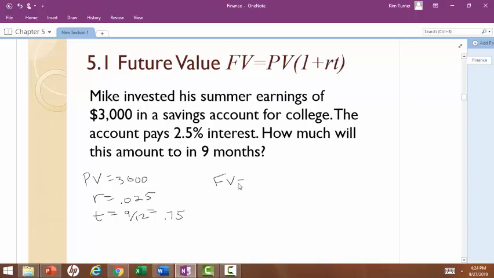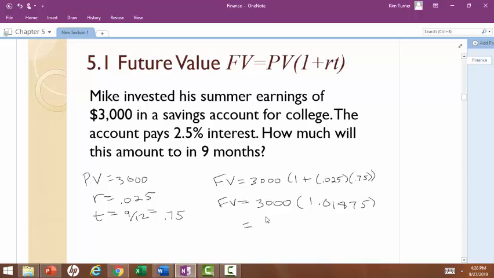The future value of this investment is $3,000 times 1 plus the rate, 0.025, times the time, 0.75. So to find how much his investment is worth, we first need to go into our parentheses and complete that number first. So I'm going to multiply 0.75 times 0.025 in my calculator and then add 1 to it. So I have the future value equals 3,000 times 1.01875. And then you can simply multiply that number in your calculator times 3,000.